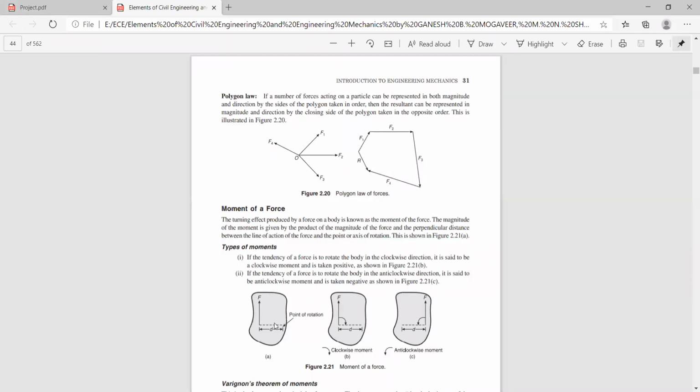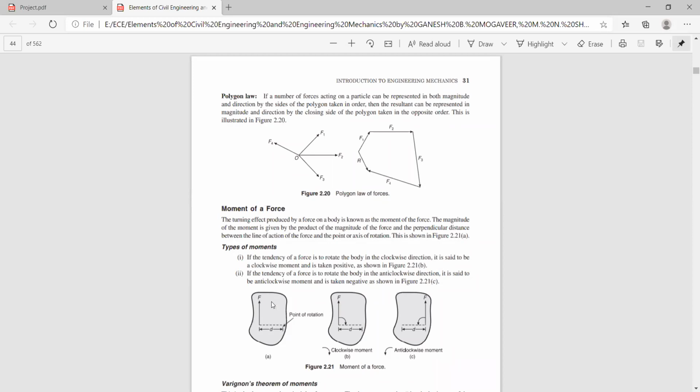Then the magnitude of the moment of the force is nothing but the magnitude of the force multiplied by the perpendicular distance to the point about which you are going to find the moment. This perpendicular distance is called the moment arm, or it's also called the lever arm, L-E-V-E-R. This perpendicular distance, that is d, can be called the moment arm or lever arm. Hence the magnitude of moment is nothing but the magnitude of the force multiplied by the perpendicular distance.